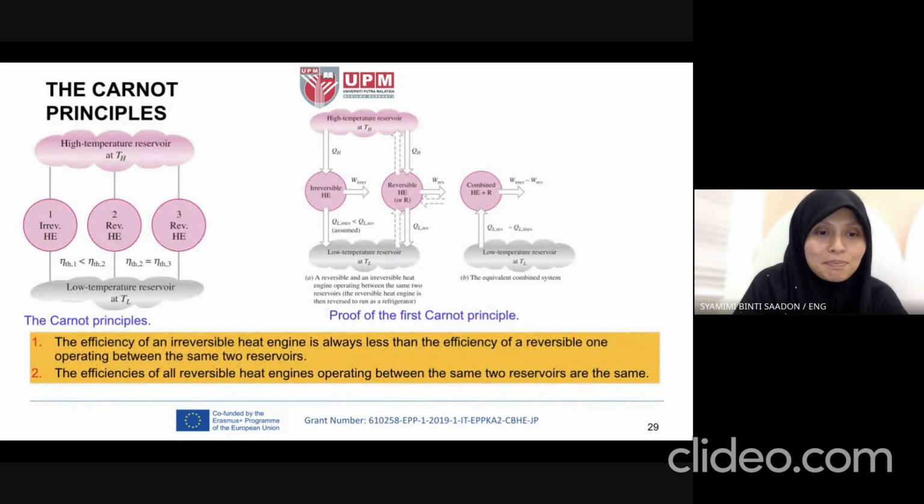So these are the Carnot principles. The efficiency of an irreversible heat engine is always less than the efficiency of a reversible one operating between the same 2 reservoirs. The efficiencies of all reversible heat engines operating between the same 2 reservoirs are the same. So if the 2 reservoirs are the same, no matter the type of heat engine, if the high temperature and low temperature reservoirs are the same, the efficiencies of the engines are the same, because it depends on the high temperature reservoir and low temperature reservoir only.